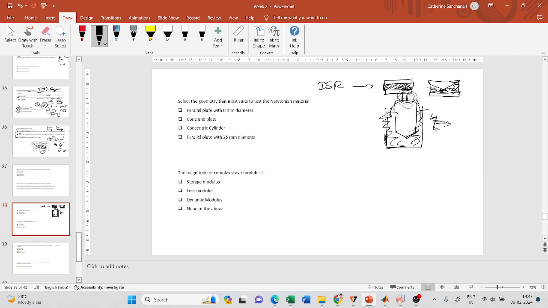And this is very much suitable for a Newtonian material, because a Newtonian material will be flowy, right? So it has to be contained within a cup. If you try to sandwich a Newtonian material between two plates or a cone and plate, when load is being applied, it will ooze out. It will not stay here. It will not be confined. So in order to confine the material, you have to have the material in a cup with a suspended bob. So the geometry which is most suitable is a concentric cylinder.